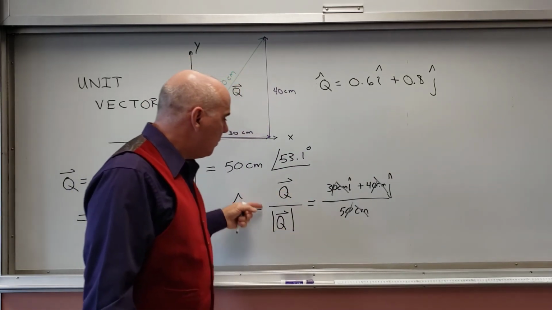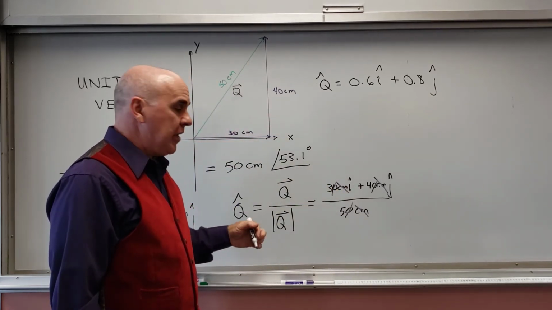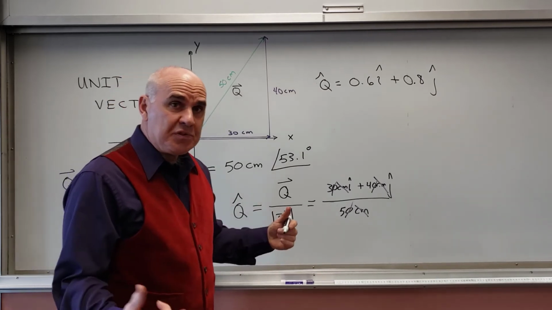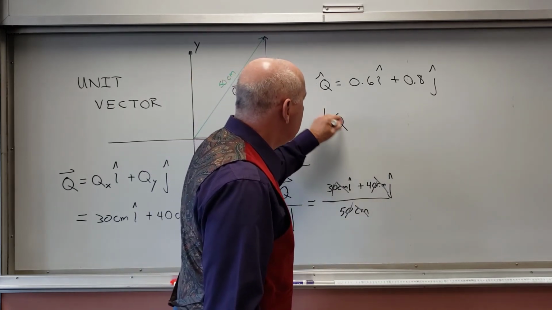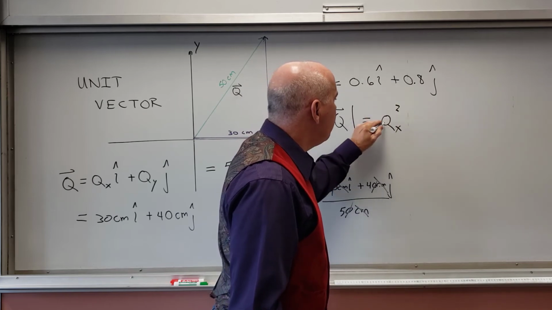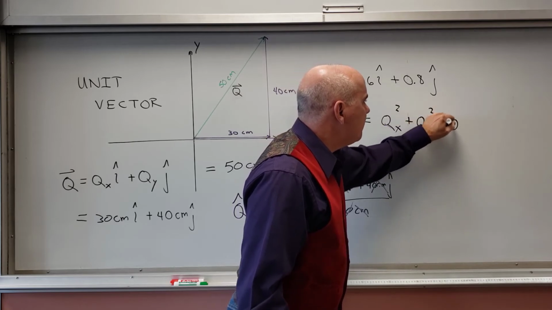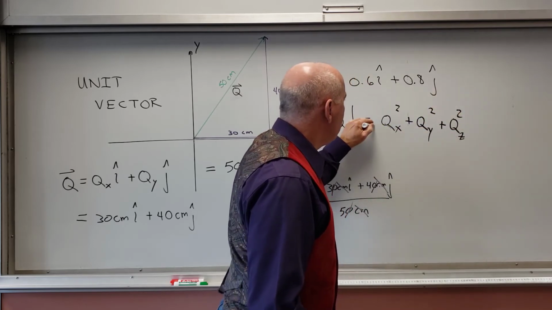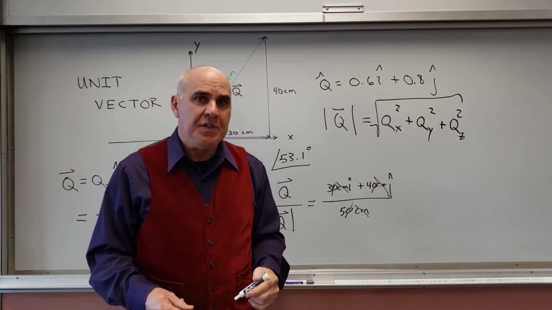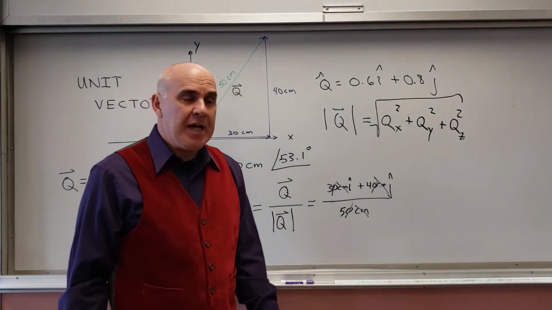And this is going to hold true whether or not we're in 2 dimensions. I show it to you here in 2 dimensions, but in 3 dimensions it's the same thing. The magnitude of q in 3 dimensions, I'll just write this in general, would be the square root of q sub x squared plus q sub y squared plus q sub z squared, all under the radical. So you just take the x component and square it, the y component and square it, and the z component and square it. And that will give you the magnitude of that vector.